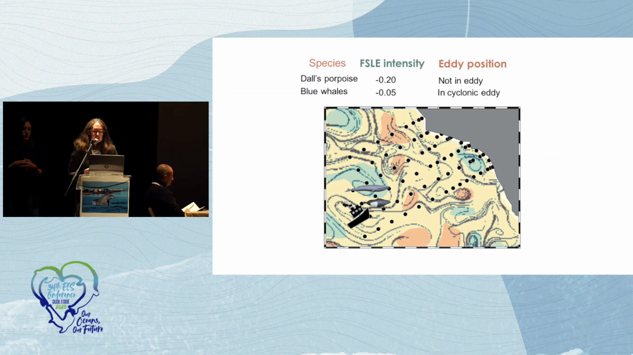So I looked at the FSLE intensity for each on-effort, on-transect cetacean sighting in our data, and also recorded the eddy position, if it was inside or outside of an eddy, and if it was in an eddy, whether it was a cyclonic or anticyclonic eddy. So that's the cetacean encounter data.